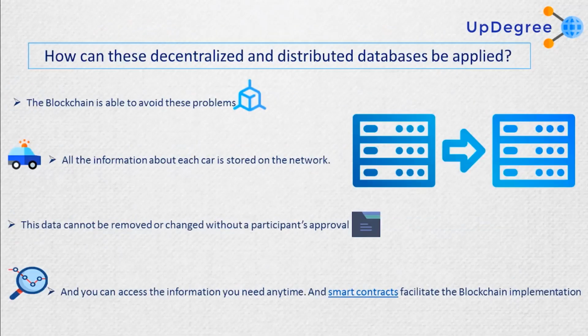So here, all the information about each car is stored on the network, and this data cannot be removed or changed without the participants' approval. You can access the information you need anytime, and smart contracts facilitate the blockchain implementation. So understand this: blockchain is actually able to scale and solve these problems.